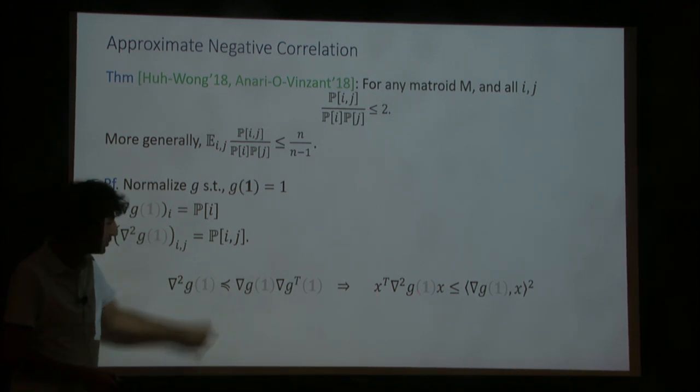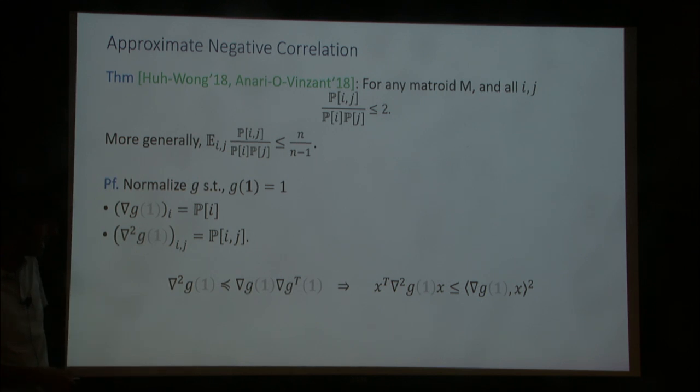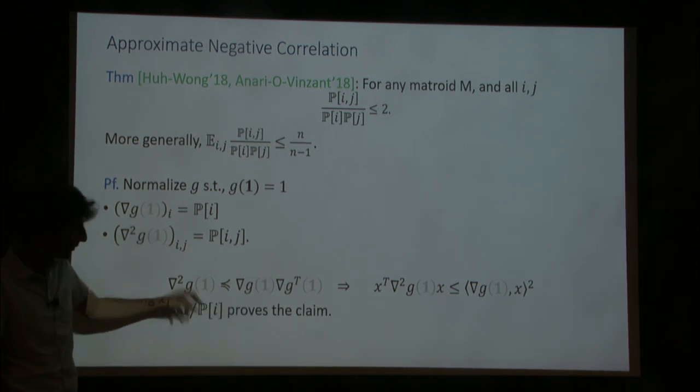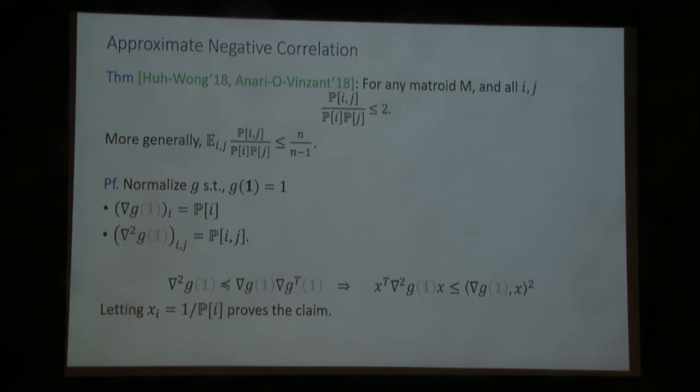Okay, so this is true. You just plug in some vector x, so this is true for every x. You choose x carefully to be 1 over pi, and then you do some calculations. You get that. Okay, so this was sort of the beginning of our project.